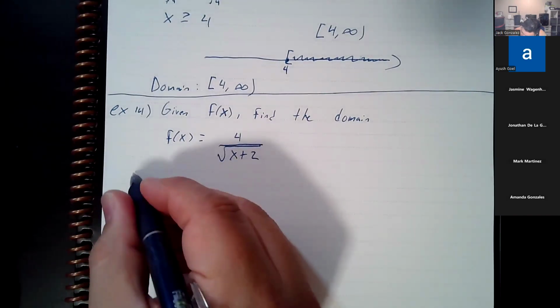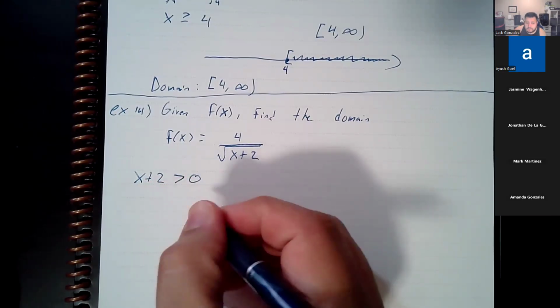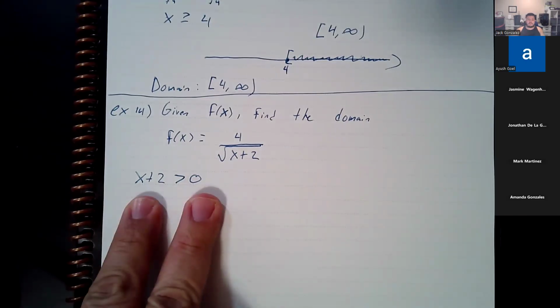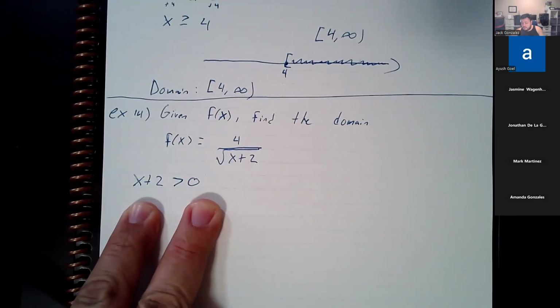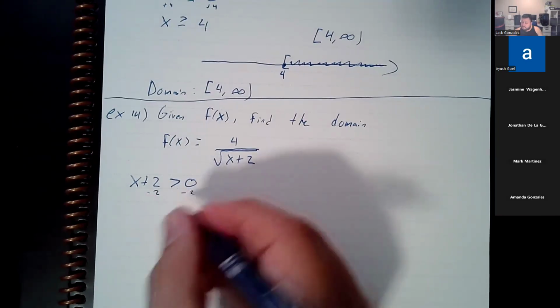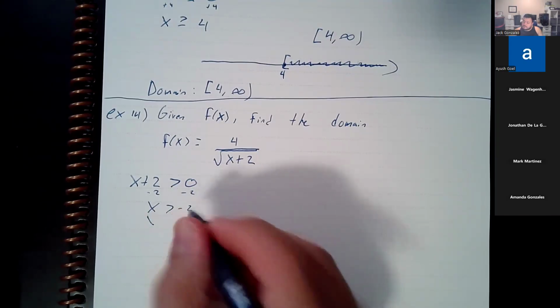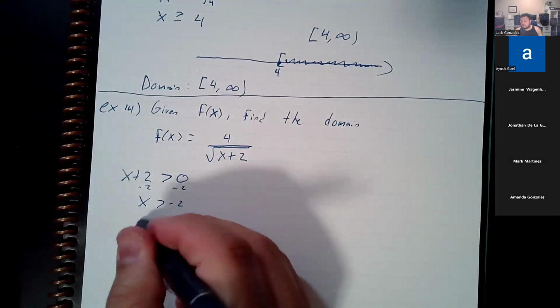So that means that the inside of the root must be greater than zero. It cannot be equal to zero. So long as all our inputs listen to this, then we're good. So solve this and you'll have all the x's that'll be good. So subtract the two. X is greater than negative 2.